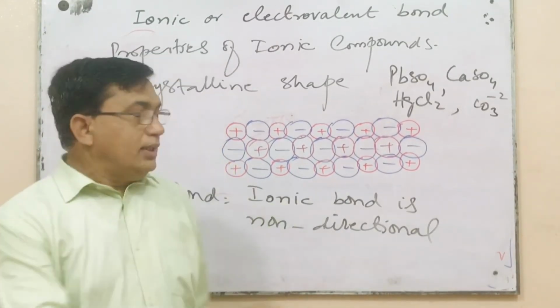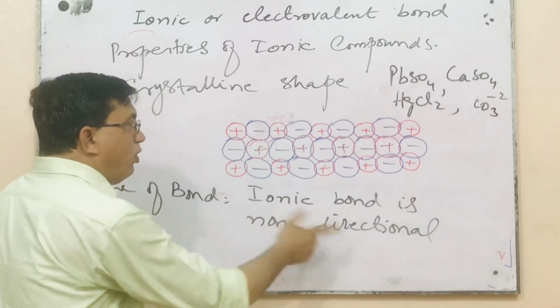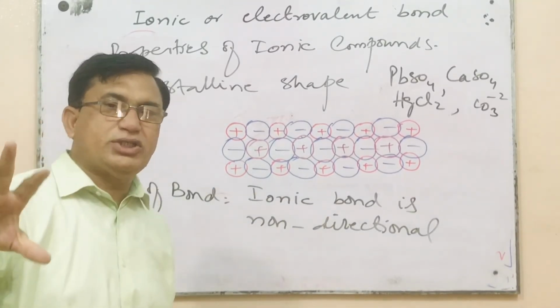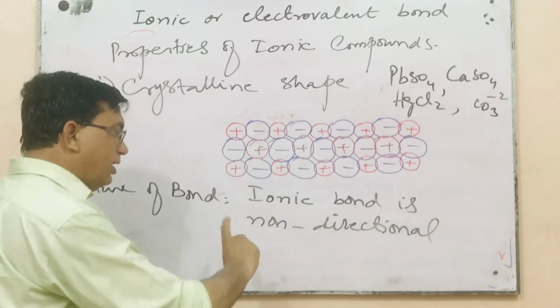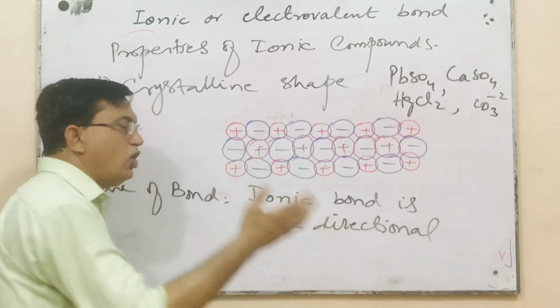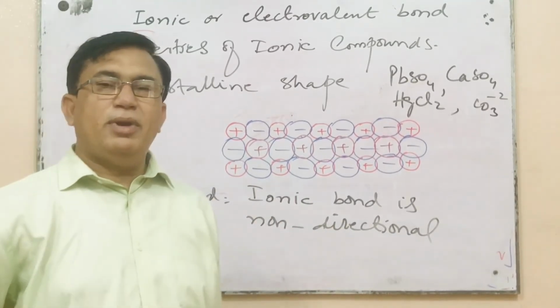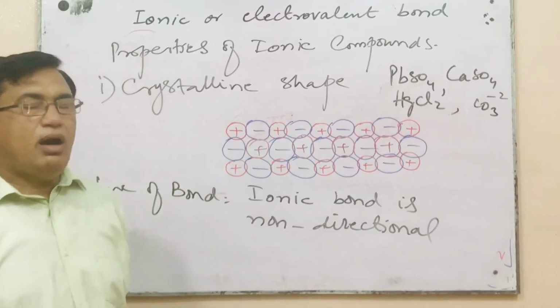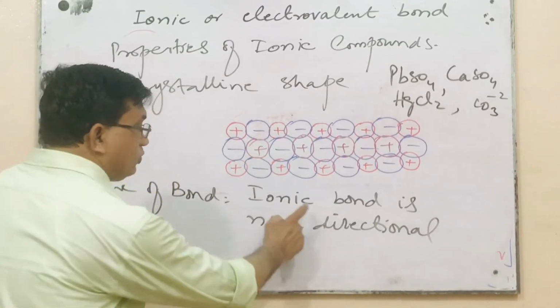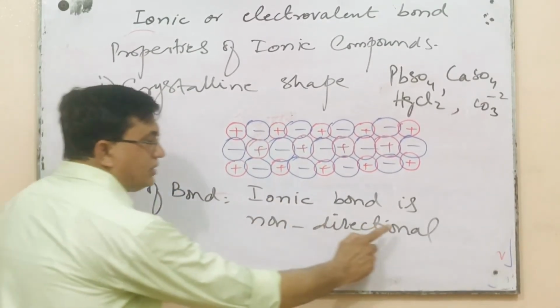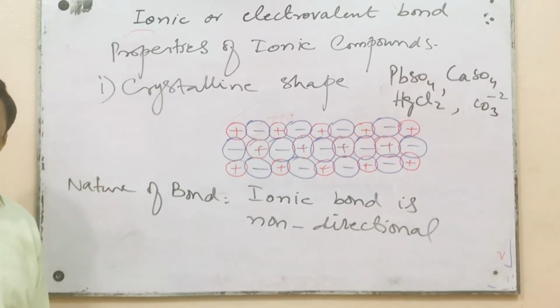That's why this type of bond or electrostatic force of attraction is called an ionic bond, and this ionic bond is non-directional, means it can apply force of attraction in all the directions. That's why ionic bond is called non-directional.